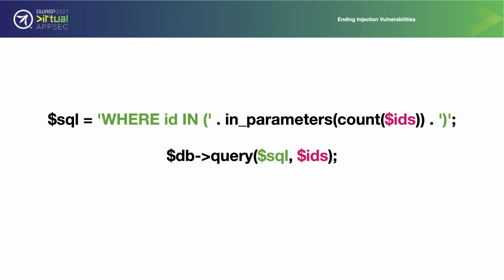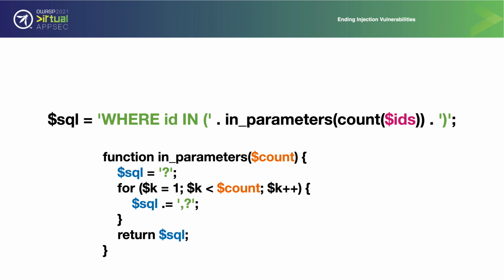How can we deal with this? Well, we use parameters again, as we should be. This time, we're just going to provide the right number of question mark parameters in there by simply counting up the number of IDs that we want. That function, in parameters count, can be as simple as starting off with one question mark and then appending more as you need them.